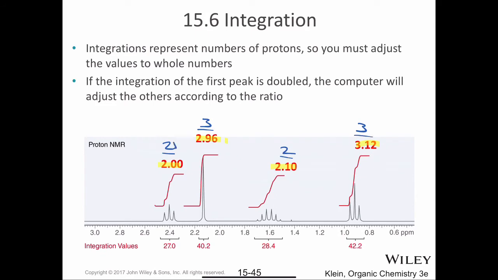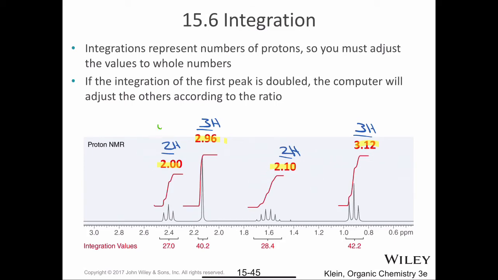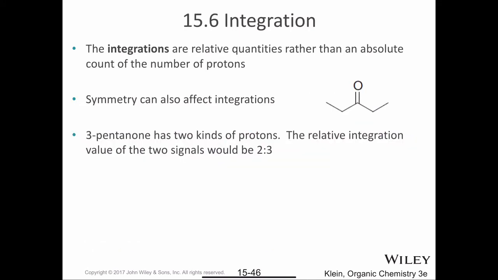So it doesn't necessarily mean that this is 2 protons, this is 3 protons, this is 2 protons, this is 3 protons, because remember, these are relative numbers. It could also represent 4 protons and 6 protons and 4 protons and 6 protons. So when you're solving the integration for the relative number of protons, usually you use it in conjunction with a molecular formula, and you multiply the relative number of protons by some kind of factor, so the total number of protons in the integration will equal the total number of protons in the molecular formula. Again, the integrations are relative quantities rather than an absolute count of the number of protons.